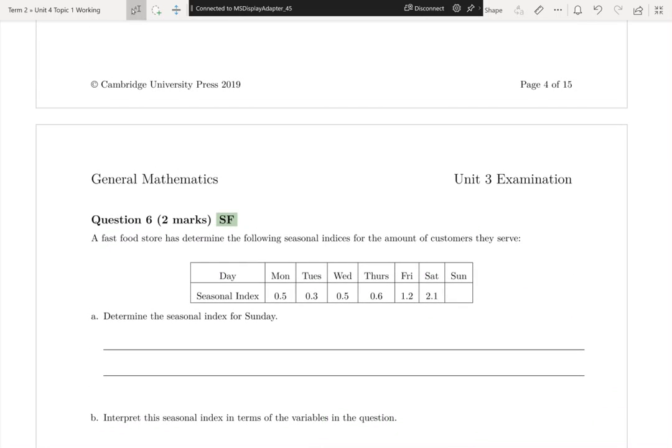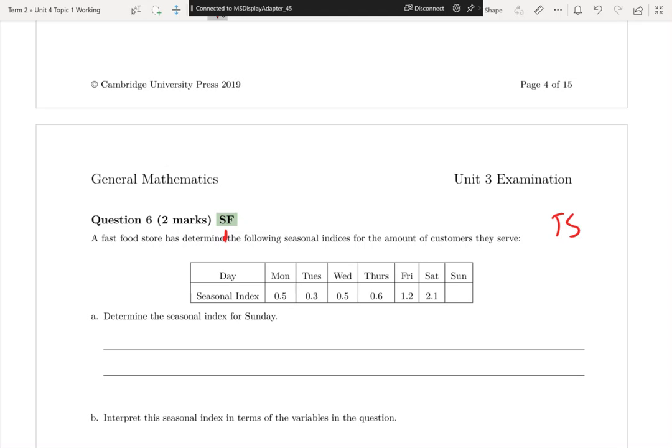Question 6, 2 marks again. A fast food store has determined the following seasonal indexes. Seasonal indexes, what topic does that come under? It's the same as the ones we've been doing. So the last couple of questions, we're still in the time series.